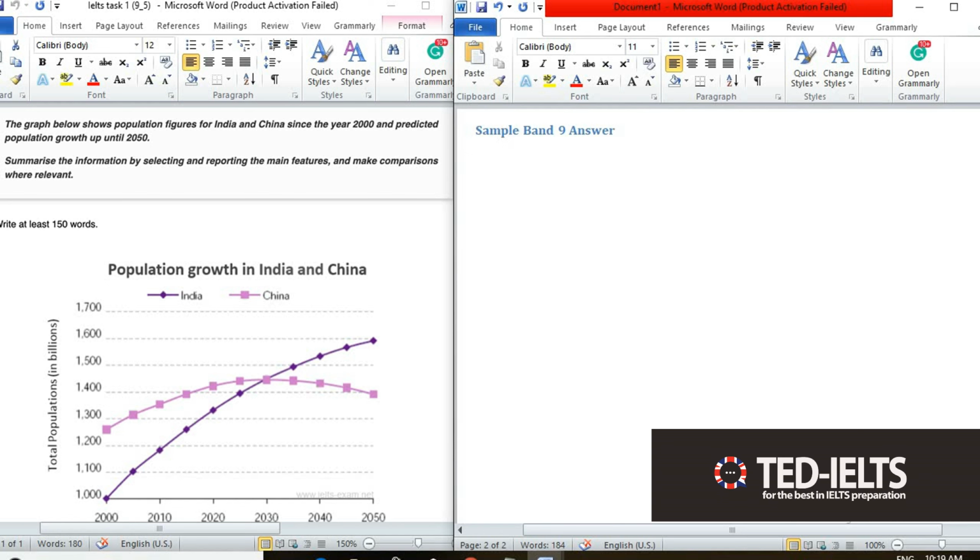So here we have a line graph, very simple, about population growth in two countries, India and China. It's pretty easy to understand. I think there's nothing really complicated there. It's simply showing the population over a period of time from the year 2000 to 2050. There's nothing extra, there's nothing difficult there to follow.